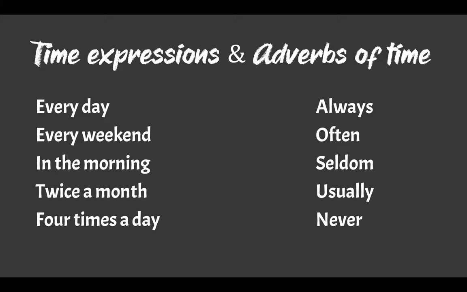Now, we know that when you see time expressions and adverbs of time, they indicate the tense you need to use. In this case, I listed some of them. There are many others. So for time expressions, I listed every day, every weekend, in the morning, twice a month, four times a day, etc. The adverbs of time that you might find in a sentence in the present simple tense are always, often, seldom, usually, never, etc.